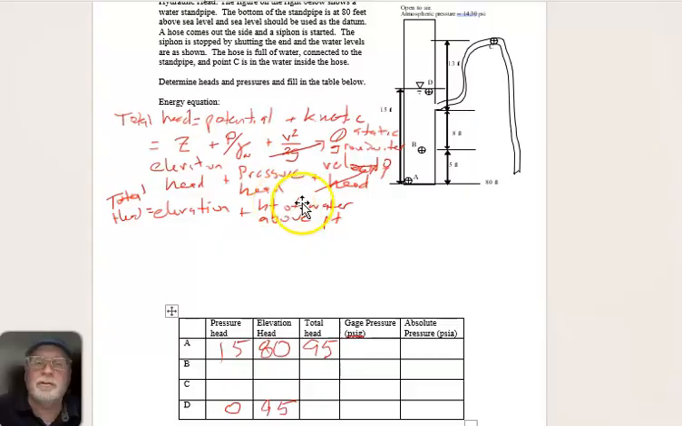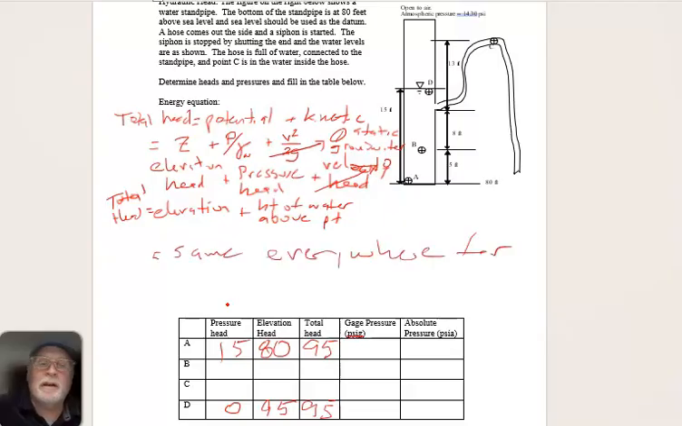So the difference in pressure would be the H. So it's at 95 feet. It's the same. As a matter of fact, it's the same everywhere in the water for static conditions. So the water's not moving. We're going to have the same head everywhere in the water.